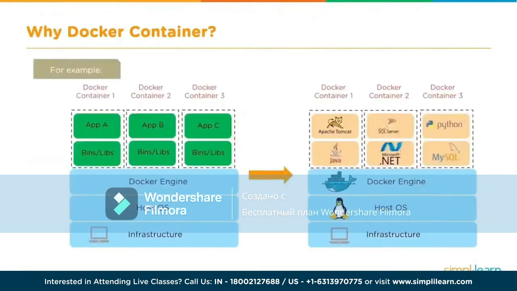So let's have a look at a container as an example. Here we have a couple of examples. On the right hand side, we have different containers. We have one container that's running Apache Tomcat with Java. A second container is running SQL Server in a Microsoft .NET environment. The third container is running Python with MySQL. These are all running just fine within the Docker engine and sitting on top of a host OS, which could be Linux. It really could be any host OS within a consistent infrastructure. And you're able to have a solution that can be shared easily amongst your teams.